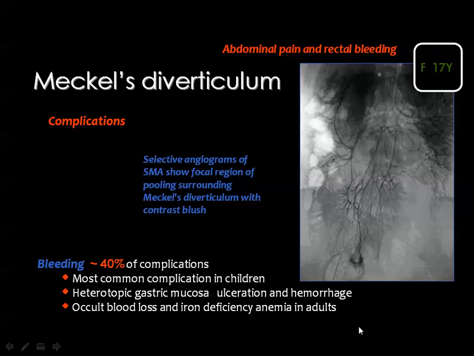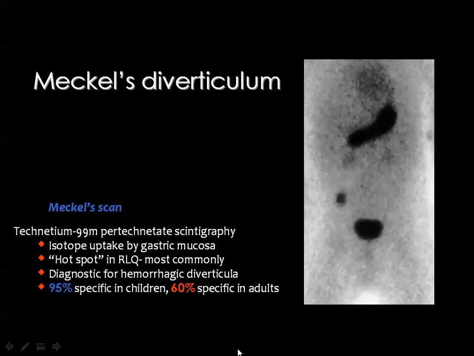And you know that one of the common complications, which may reach about 40%, of this diverticulum is hemorrhage, and that's because the heterotopic gastric mucosa may ulcerate and result in hemorrhage in patients with Meckel's diverticulum. And this is one of the techniques also used to confirm the diagnosis of Meckel's diverticulum, which is known as Meckel's scan. And this is technetium 99m pertechnetate scintigraphy.